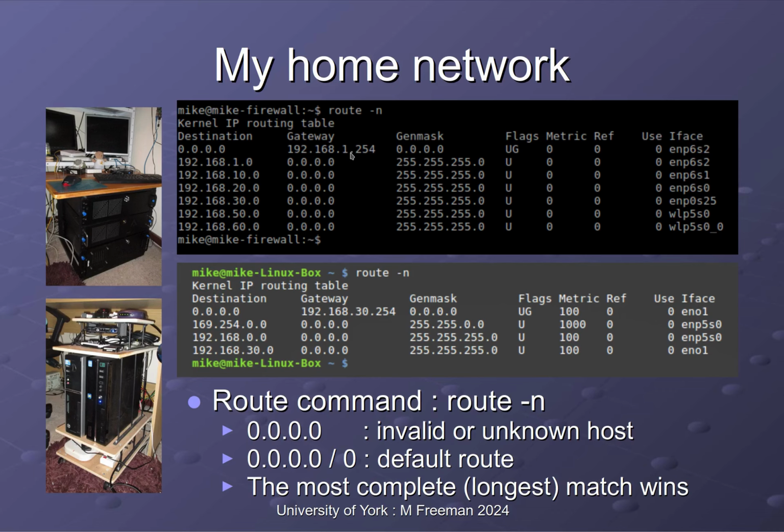So if the destination IP address of the packet received by this machine does not match any of the networks it knows about on its local area network, then those packets will be sent to this IP address. Will be sent to the default gateway.